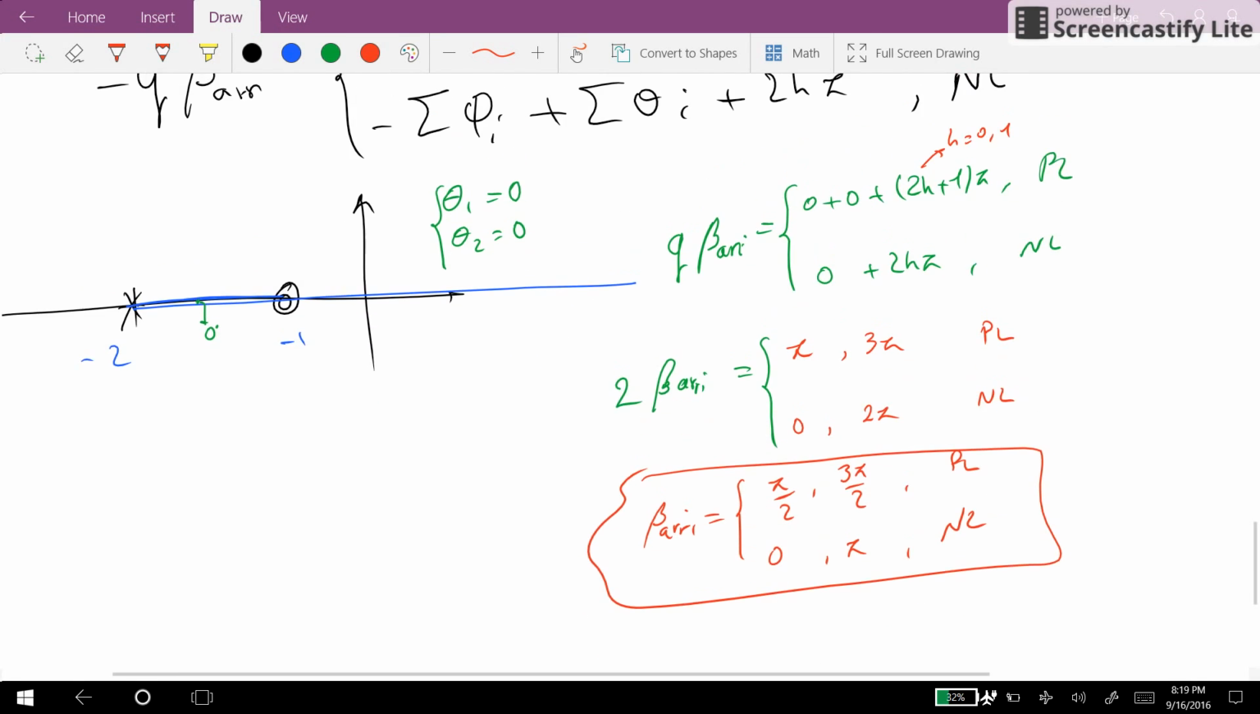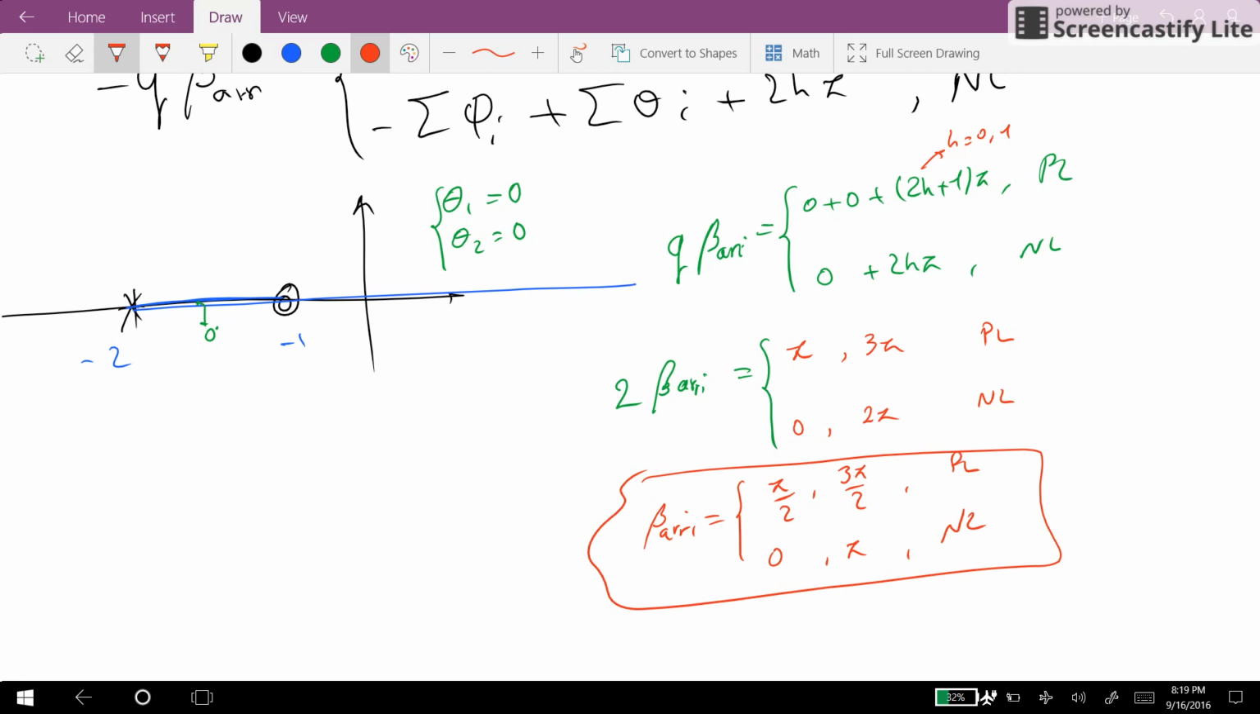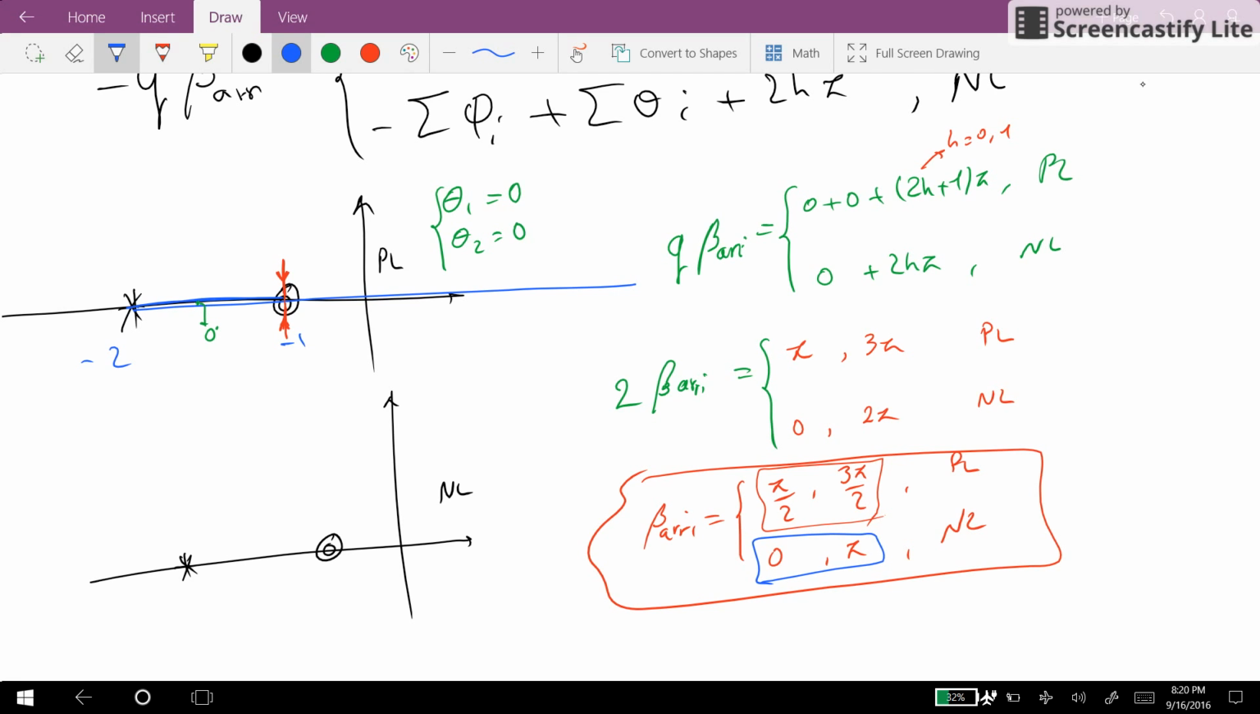So this is how we can determine the angle of arrival at the zeros. We see that for positive locus, we will have the angles equal to pi over 2 and 3 pi over 2. It means that we will have two branches coming to the zeros with these angles. And for the negative locus, the branches will arrive at the zeros with the angle of 0 and pi. So one will arrive from this side and the other one will arrive from the other side.